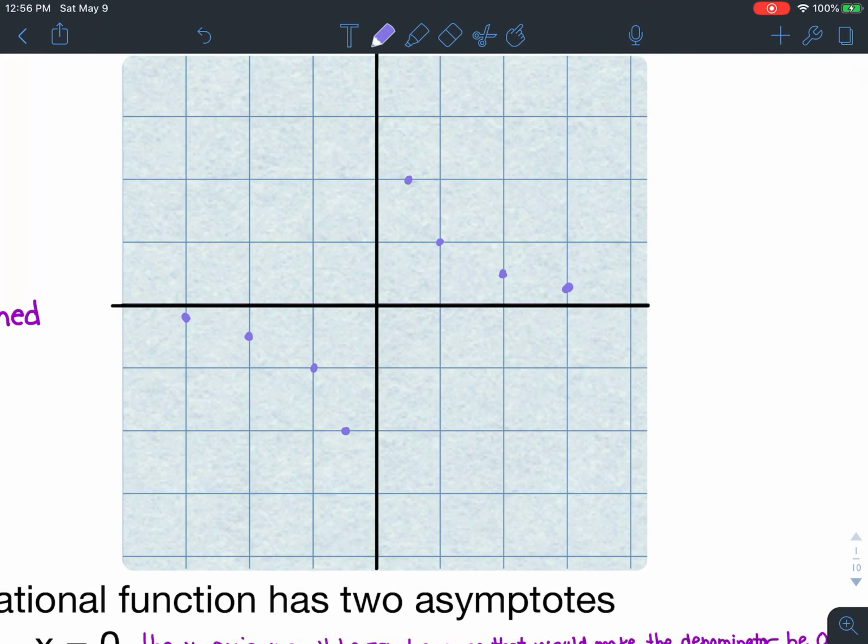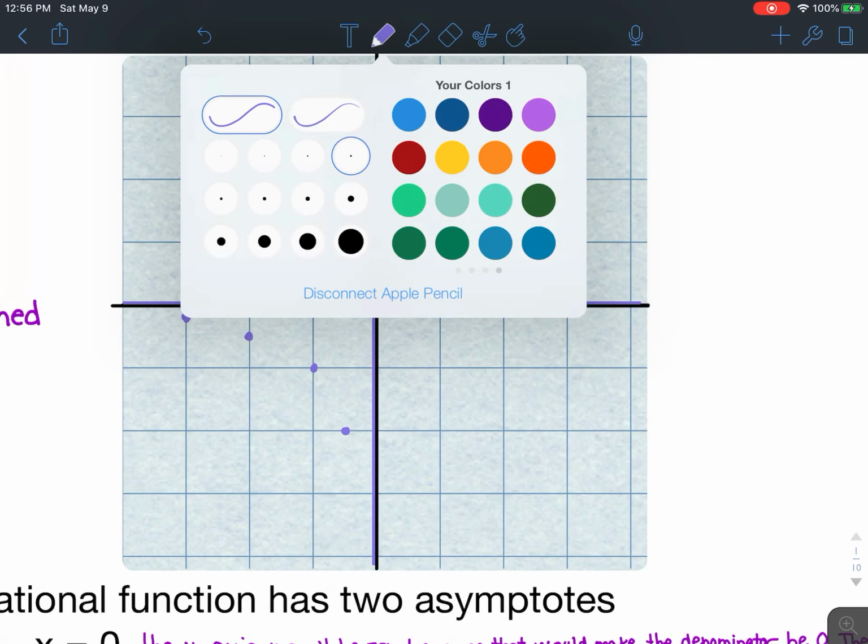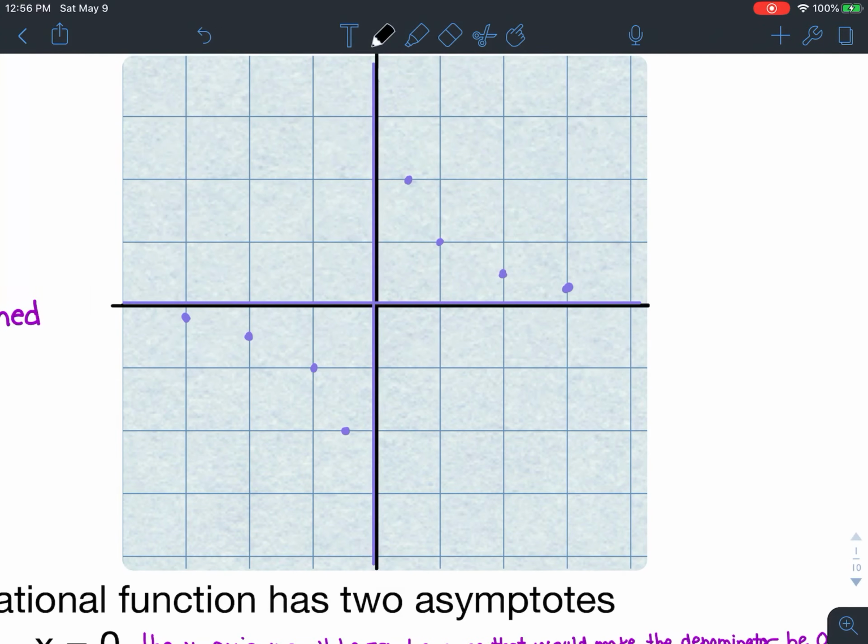So asymptotes are often straight, although they don't have to be, but they often are. So asymptotes are drawn on your graph. I think you know this from the exponentials, but they are graphed as dashed lines.